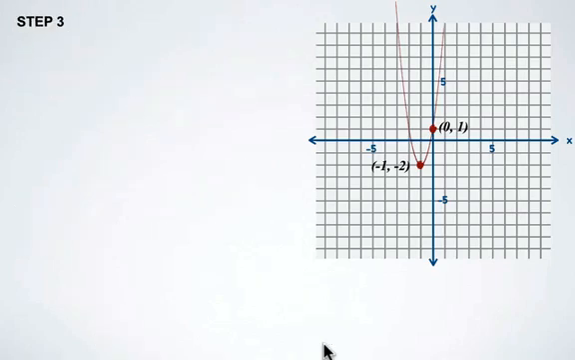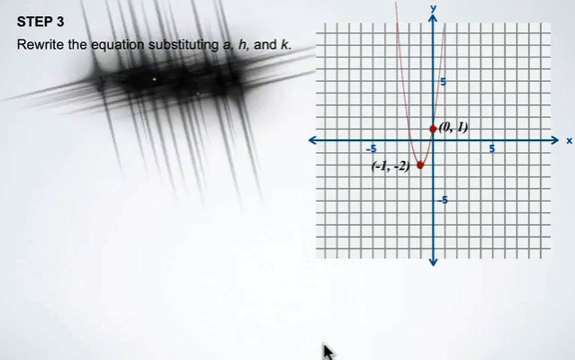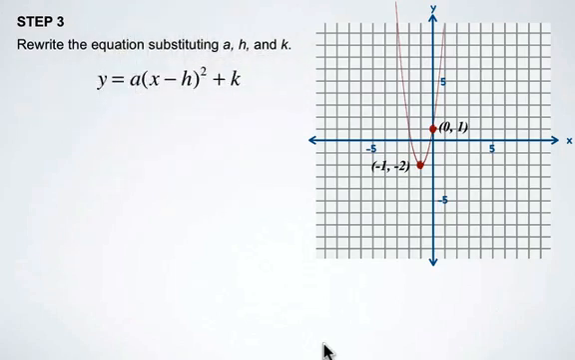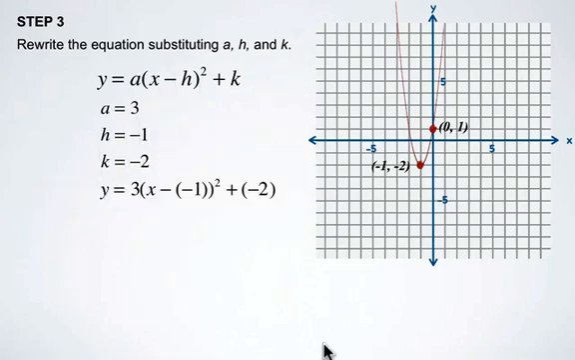Now our third step. We're going to rewrite the equation substituting a, h, and k. Here's our vertex form. We know that a is 3, our h is -1, and our k is -2. So that means y is equal to 3 times x minus -1 squared plus -2.